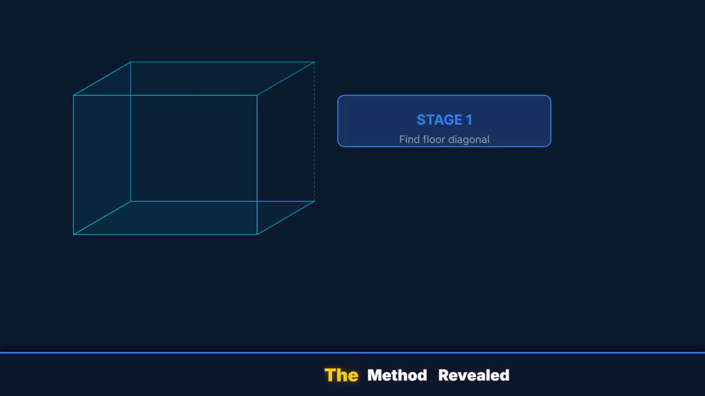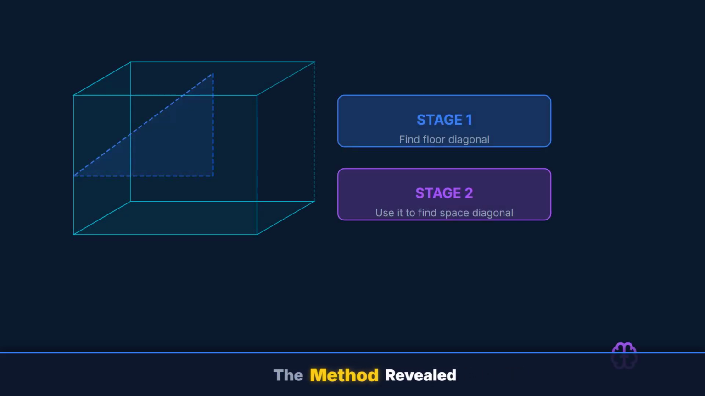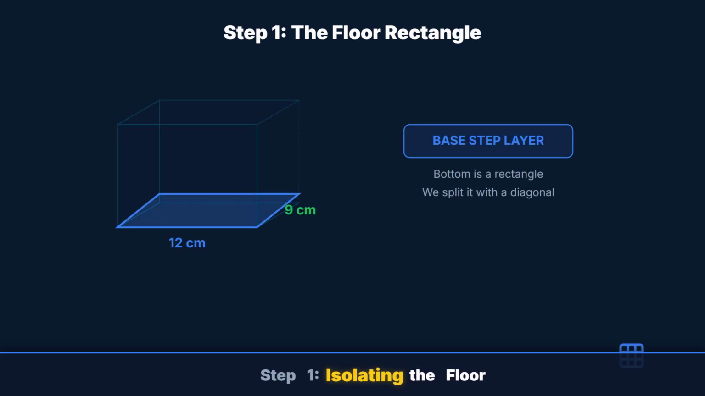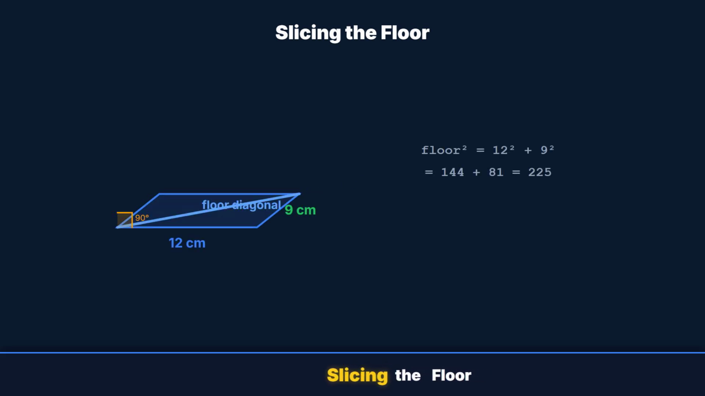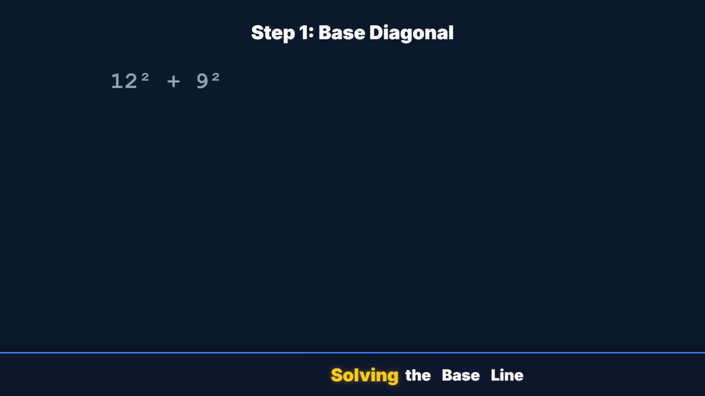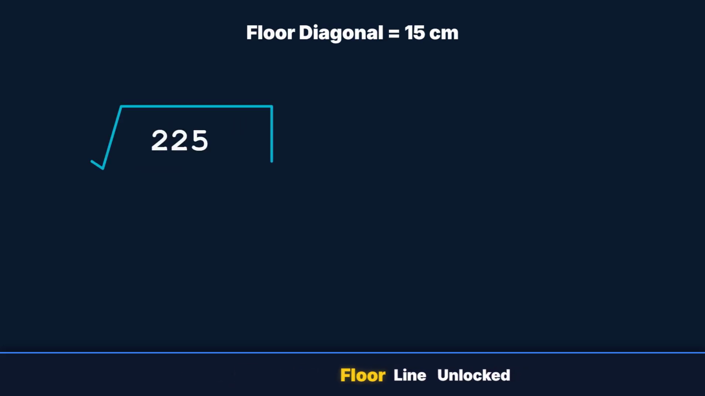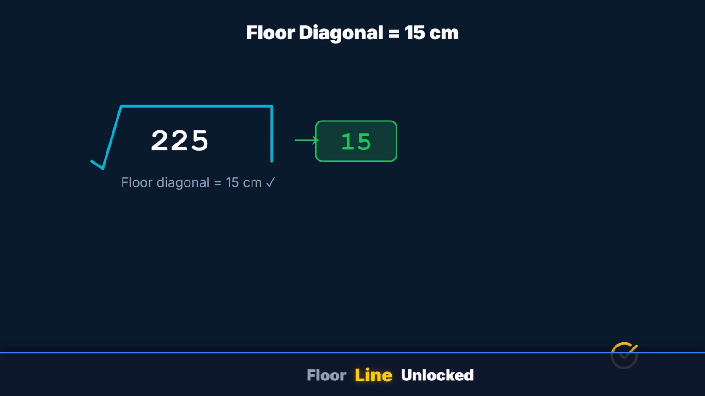Notice something. Pythagoras still works. But we must use it twice. Step 1. Find the diagonal on the base. The bottom of the box is a rectangle. A rectangle can be divided into two right-angled triangles. The two sides are 12 centimeters, 9 centimeters. Using Pythagoras, base diagonal² equals 12² + 9² equals 144 plus 81 is equal to 225. Base diagonal equals square root 225 equals 15 centimeters. Now we know the diagonal across the floor is 15 centimeters.